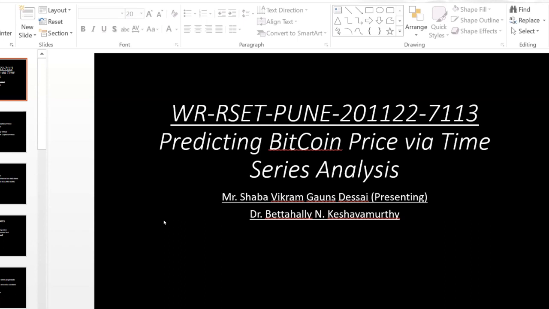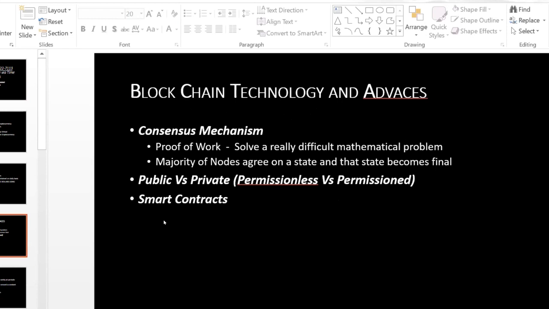Blockchain technology basically has three major pillars or characteristics. It has a consensus mechanism, which depends upon the proof of work, which involves solving a really difficult mathematical problem. And if you solve it in a time frame, and the majority of the nodes agree on the state of the blockchain, then the blockchain can be finalized. There are basically two types of blockchains: public, permissionless blockchains which anybody can access, or private ones, called permissioned, where access to the blockchain is controlled by some central authority. Also, we have smart contracts, which are small snippets of code or contracts which can execute automatically without any human intervention.